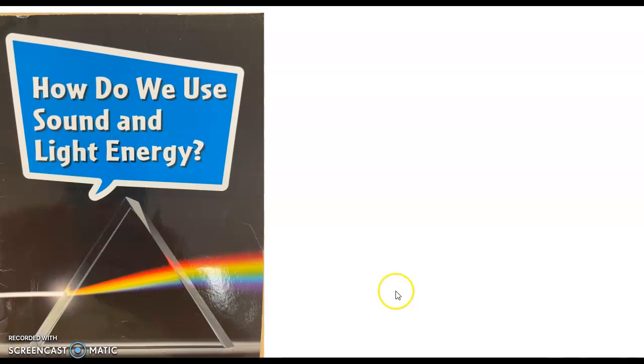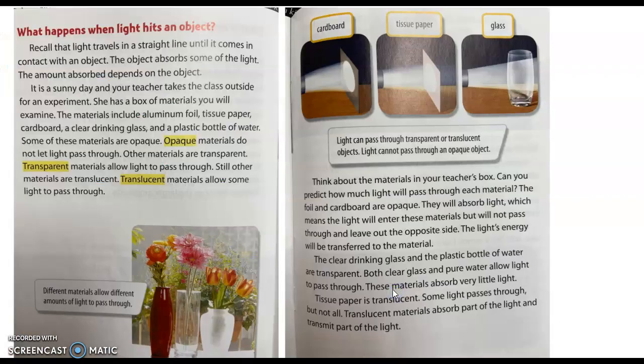How do we use sound and light energy? What happens when light hits an object? Recall that light travels in a straight line until it comes in contact with an object. The object absorbs some of the light. The amount absorbed depends on the object.